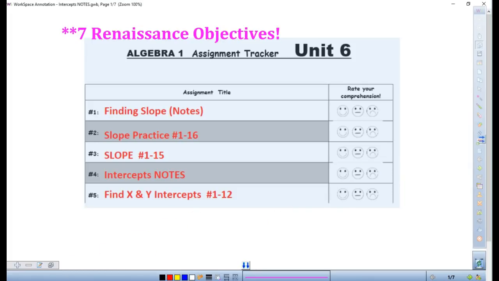Hi guys, today we're gonna start learning about X and Y intercepts, so make sure your tracker's up to date. Keep an eye on your 7 Renaissance objectives in the green program online, and make sure that you're checking your keys so far on the first 2 slope assignments.